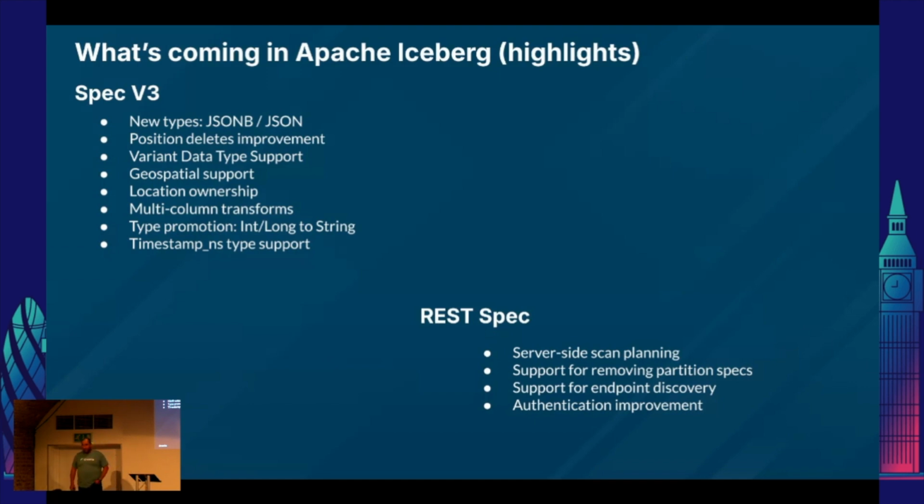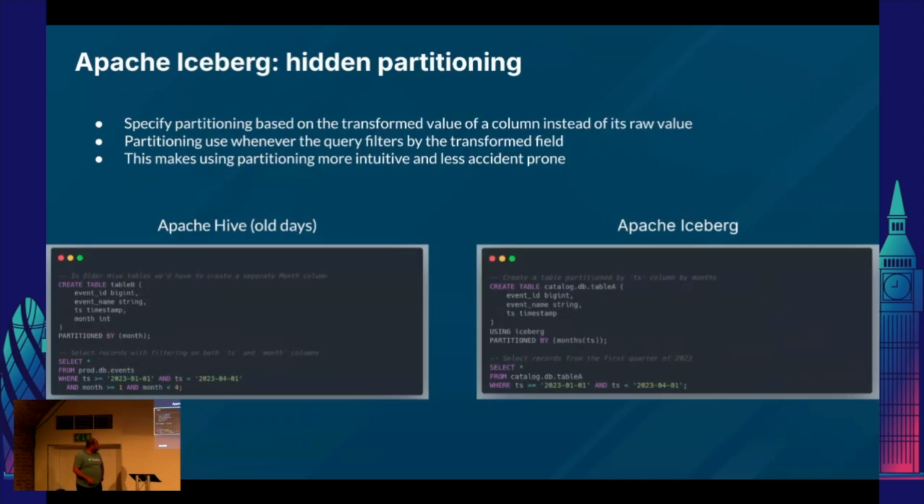Geospatial support. So we are working with different contributors about geospatial. Location ownership, multi-column transform. So multi-column transform is, I think I showed you before. Maybe I can. So this one, this is a transform. I take a timestamp and I use my month transform function to consider this timestamp is a month. Right now, this transform takes only one argument, which is the timestamp in my case.